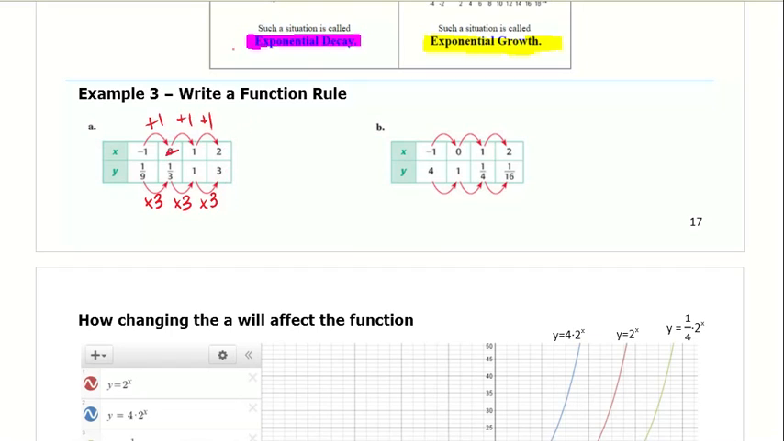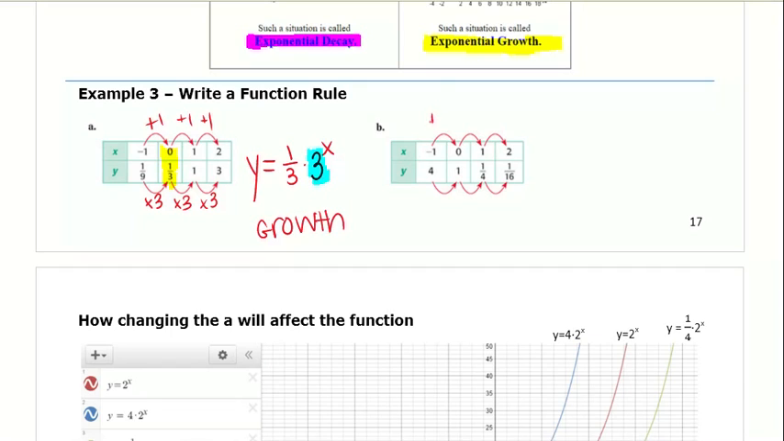Starting value is 1/3. So it's going to be y equals 1/3 times 3 to the power of x. Because of that 3, this is going to be exponential growth because it's greater than 1.